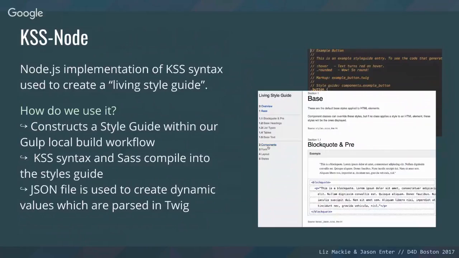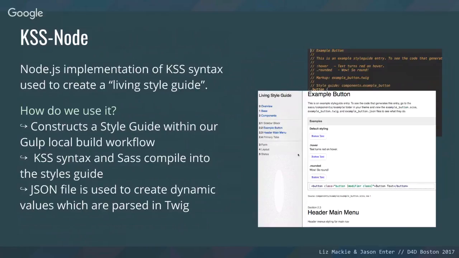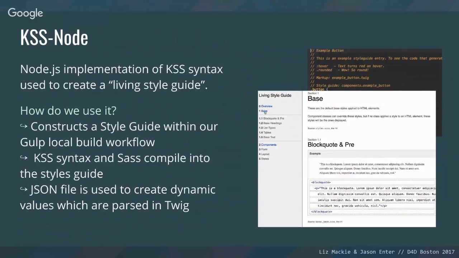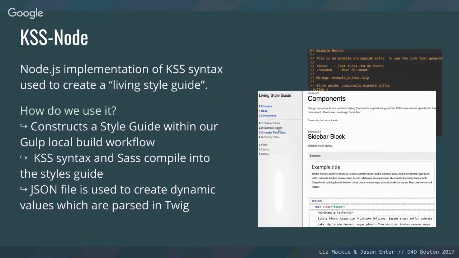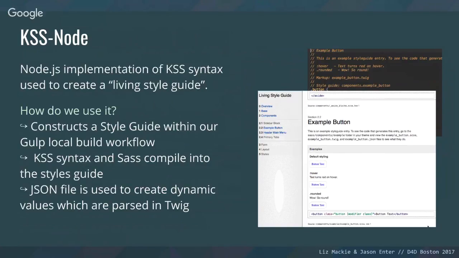Cool. All right. Who in this room has heard of KSS Node? Out of curiosity. All right, not bad. So what we use KSS Node for, I'll kind of explain a little bit what it is. It's essentially a Node implementation of the KSS syntax to create a living style guide, right? So once again, we have it embedded with the Gulp task broken out by itself. And the intent is that as you make each change, a living style guide is literally being created. So you'll see at the bottom part, this is a separate folder within our theme that is created automatically as you're updating.